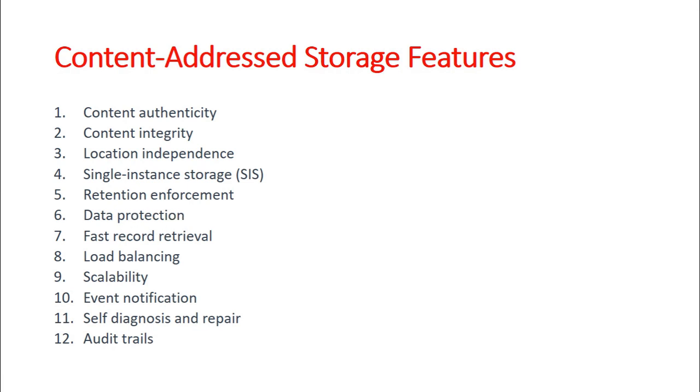The next feature that is offered by the cache system is fast record retrieval. Let us see what that is. Cache stores all the objects on the disks, which provide faster access to the objects compared to the tapes and optical disks. So all the data in the cache system is stored on the disks, which offers faster access.